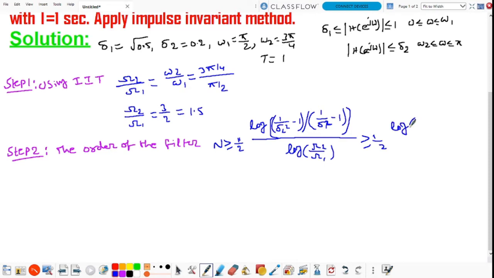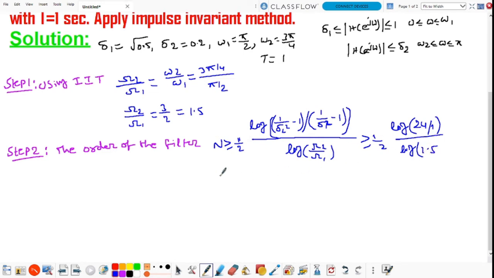Log of 24 divided by 1 by δ1 square minus 1. The δ1 value is square root of 0.5, square root of 0.5 whole square, the square root is cancelled. 1 by 0.5, 0.5 is written as 1 by 2, 1 by 1 by 2 is 2, 2 minus 1 is 1. So 24 divided by 1, divided by log of ω2 by ω1. The ω2 by ω1 value is 1.5.